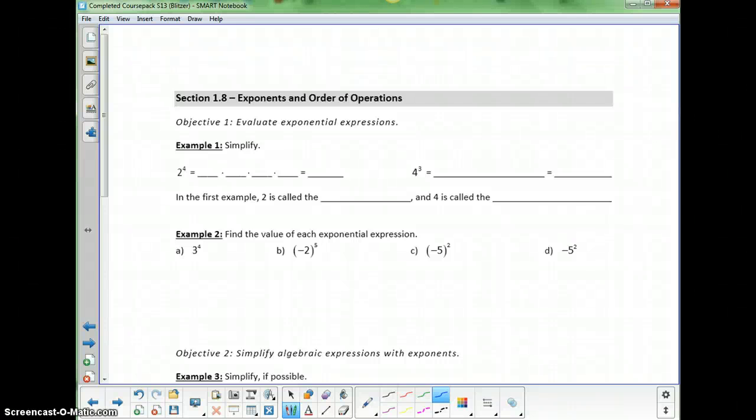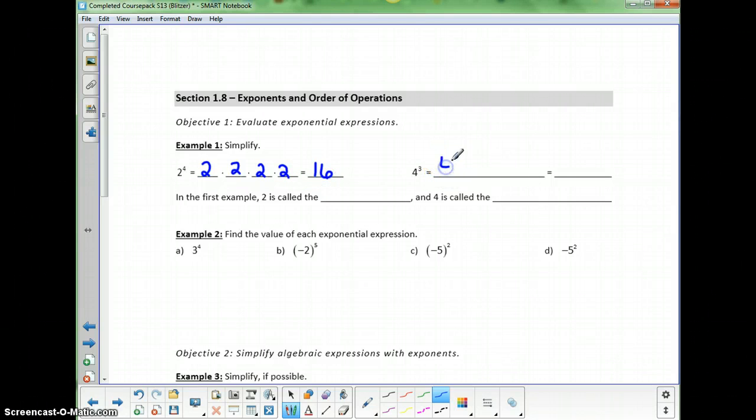Section 1.8 is on exponents and order of operations. We start by evaluating exponential expressions. To simplify 2 to the 4th, we recognize that it is the same as 2 times 2 times 2 times 2, or 2 times 2 is 4, times 2 is 8, times 2 is 16.